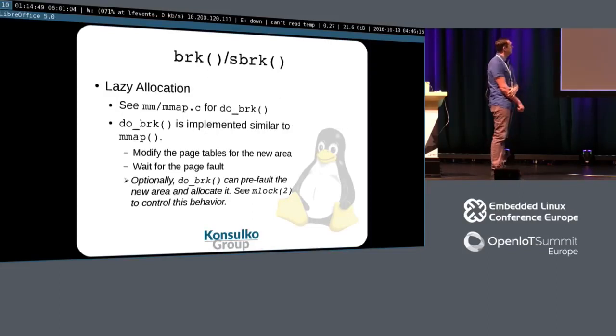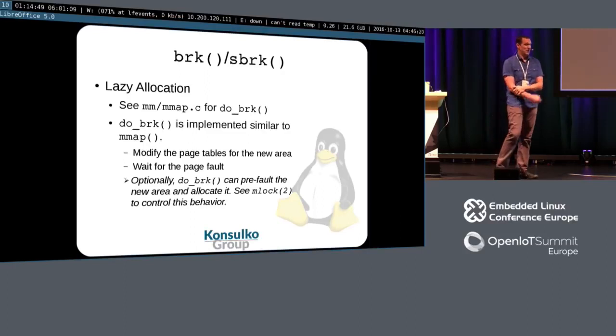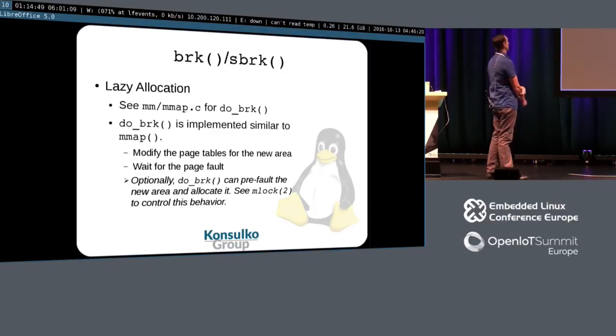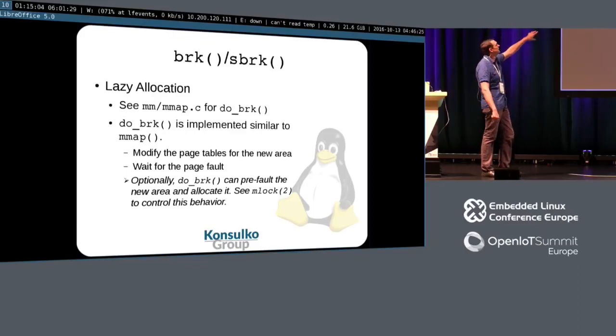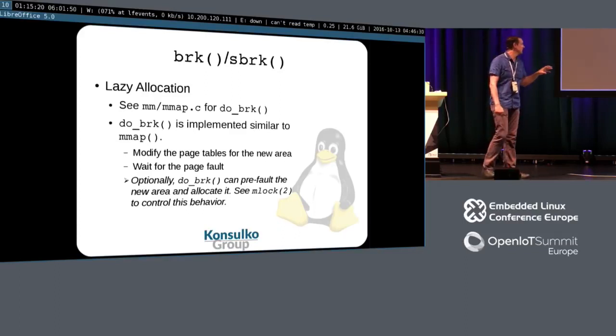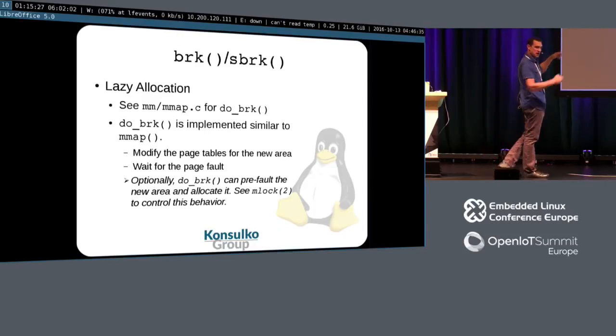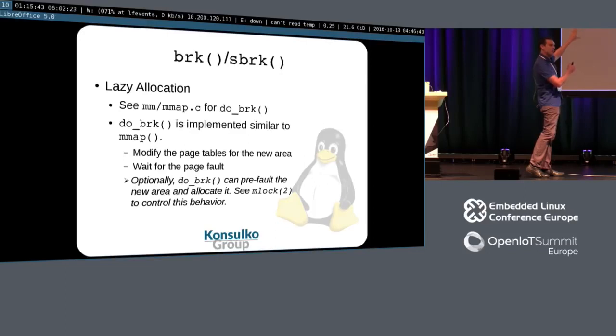Now, going back to our whole lazy allocation technique, we have a situation where, if we look at mmap.c and do_brk, it's implemented a lot like mmap. It goes in and modifies page tables. We talked about how that happened, where we modify the page tables, and then we wait for a page fault.